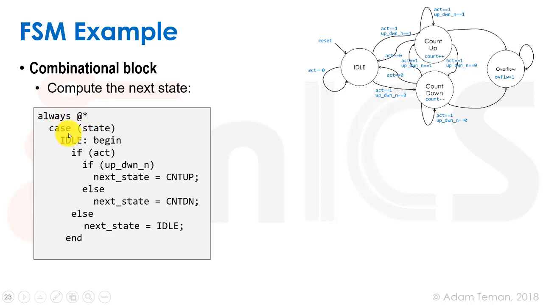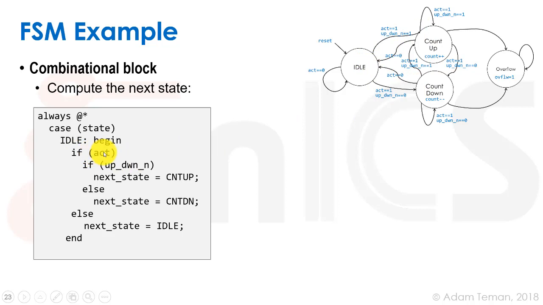Then we start with a case. And we want to know what the current state is. So it's case state. And depending on the state, we'll do different things that will exactly describe our state machine. So let's start with the state idle. What do we know about idle? If act is 0, we're going to stay in idle. If act is 1, then depending on up down, we're either going to go to count up or count down.